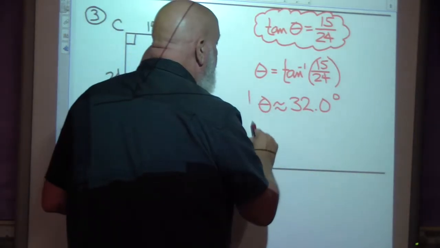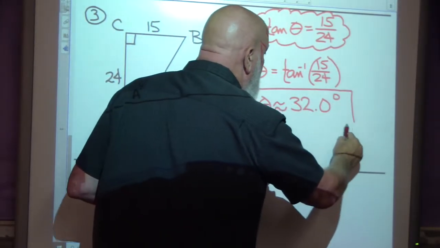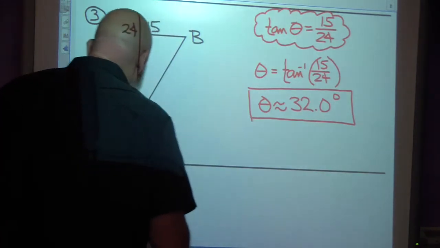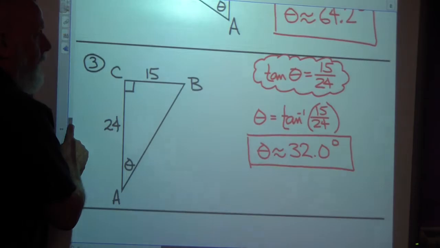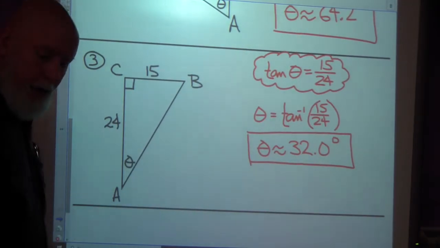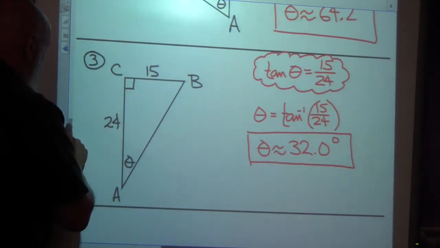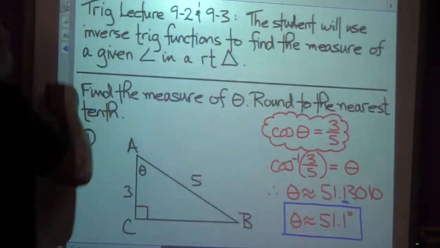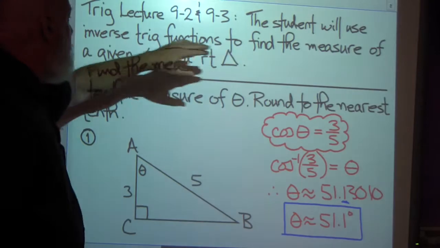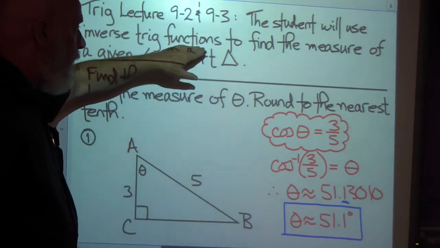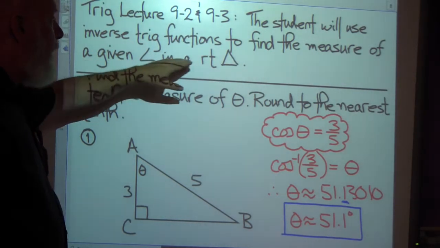We're finding the measure of an angle given some information about a right triangle. So let's run through this again real quickly, and then I will let you get started. This is lecture 9293. There will be 2 worksheets that go with it. The student will use inverse trig functions to find the measure of a given angle in a right triangle.